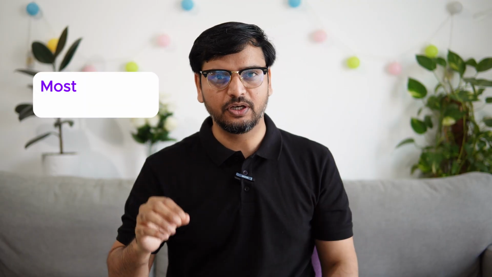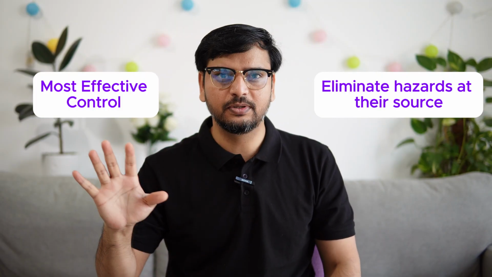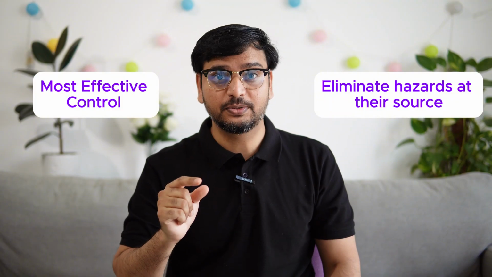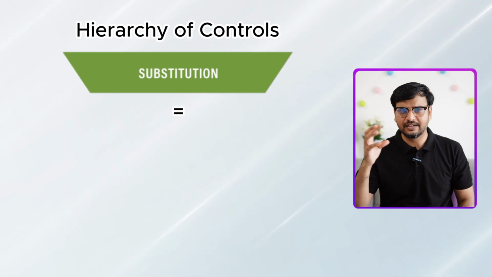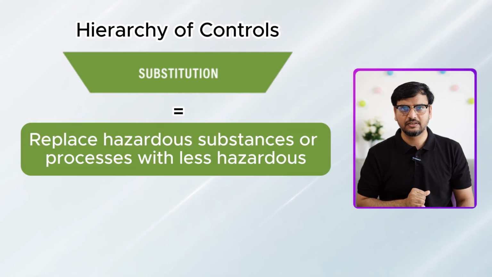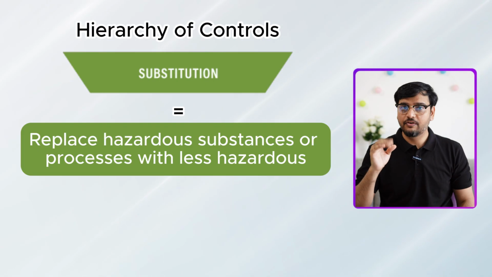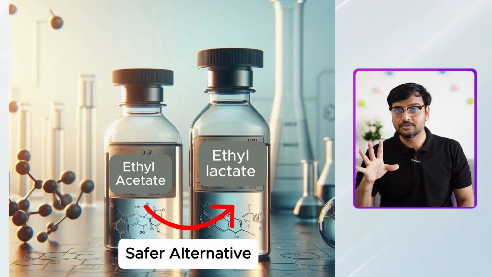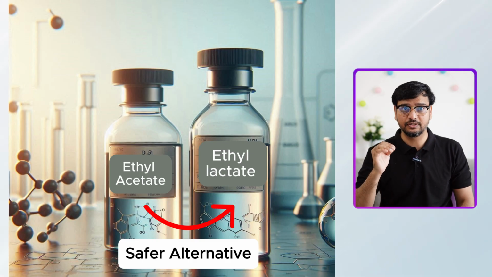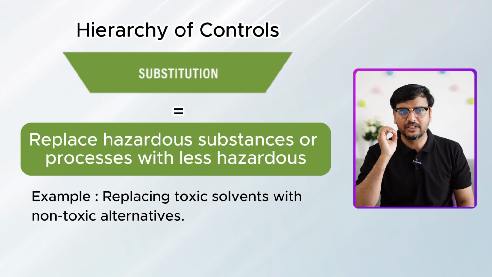Elimination is the most effective control because it removes the hazard at its source. However, it's not always feasible for all activities, but it's the best option when possible. Now let's look at the second level of the hierarchy of controls, substitution. Substitution involves replacing a hazardous substance or process with a less hazardous one. This control reduces the risk associated with the hazard by making it less dangerous. For example, in a laboratory, a solvent can be replaced with a non-toxic alternative. This substitution significantly reduces the health risk for the workers. Substitution reduces the risk by replacing the hazard with something less dangerous.